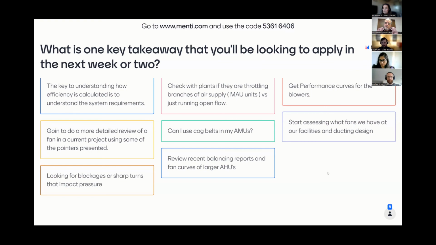Great, and I see a lot of stuff in the responses in terms of taking some of the advice of getting those performance curves, reviewing recent balancing reports, starting to gather that information and making sure that when people are starting to look at their fan systems, they have the information and see what's going on there, looking for blockages, sharp turns that impact pressures, fan ducting maintenance. So I think there's some really good takeaways in here.